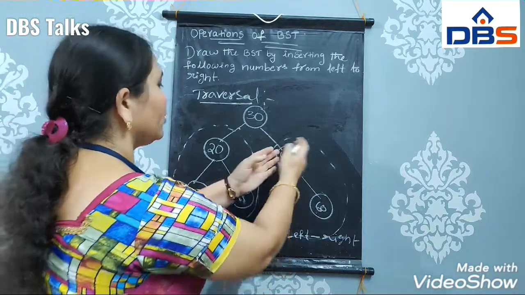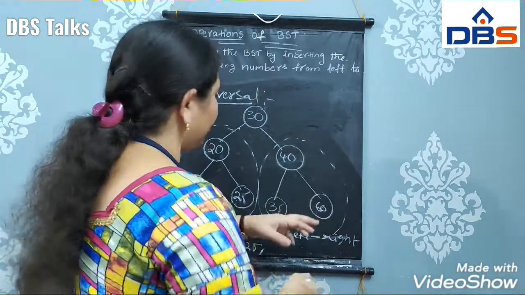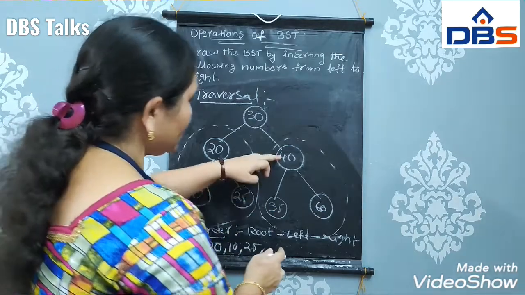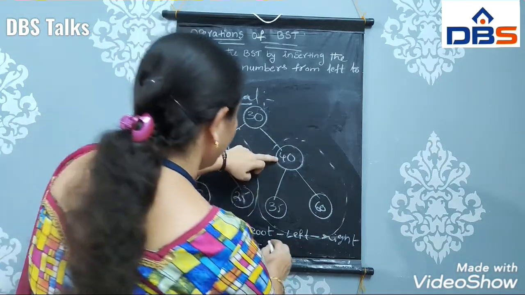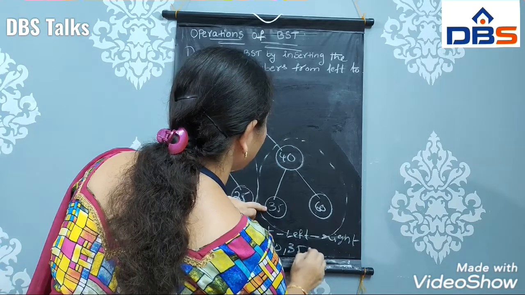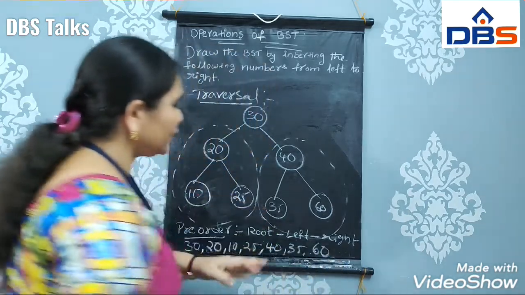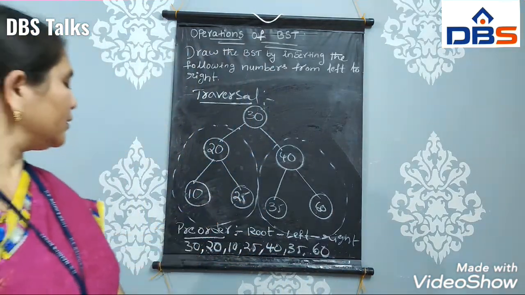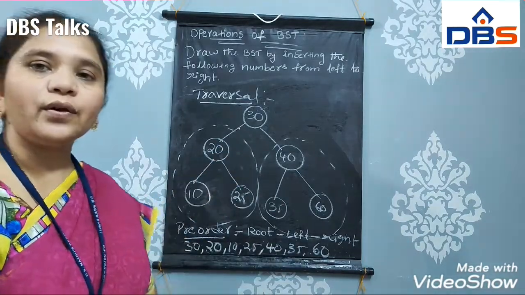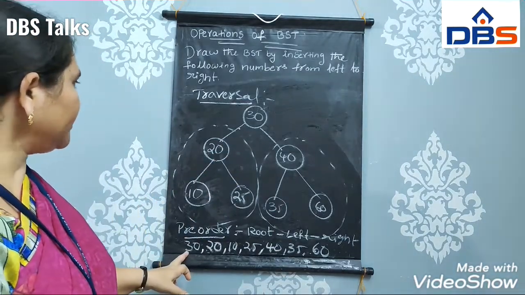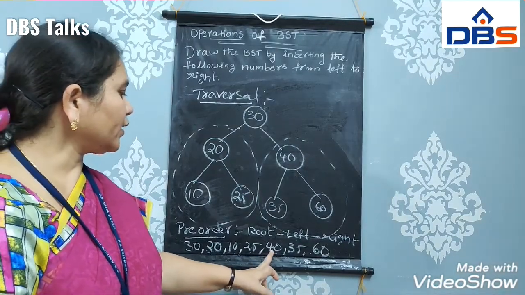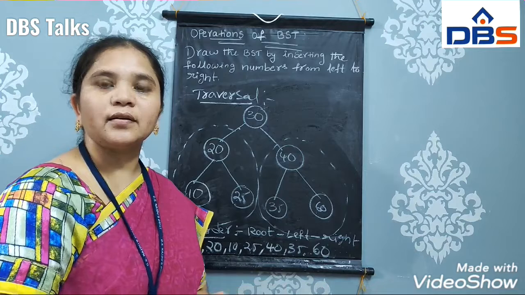Again, we apply pre-order on the right subtree. What is root? 40. What is left? 35. What is right? 60. So this is the pre-order traversal of the BST according to the given example: 30, 20, 10, 25, 40, 35, 60. Are you understood?